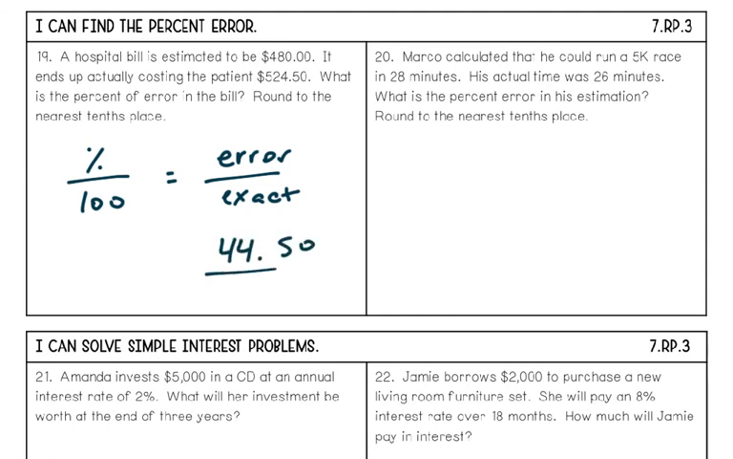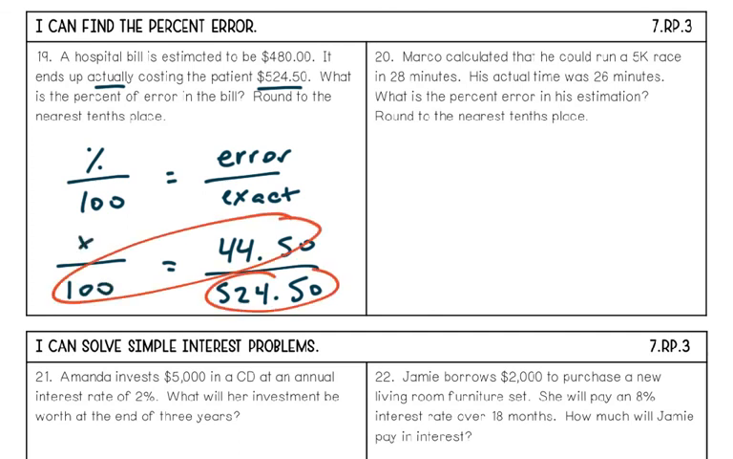So $44.50 out of the exact. Since it actually costs $524.50, that's going to be the denominator or the exact amount. And again, I'm solving for the percent. So that's going to be set up like this, and then I cross multiply and divide to solve. When I do that, I end up with 8.5. So there's an 8.5% error.